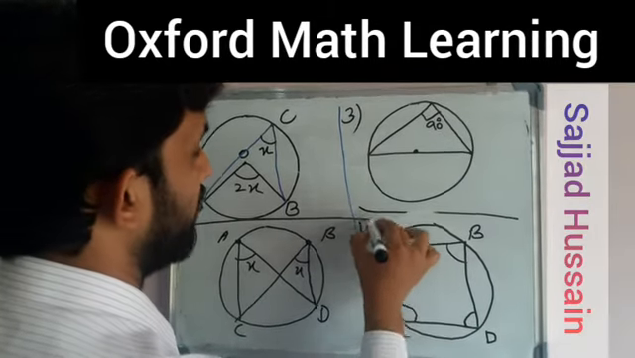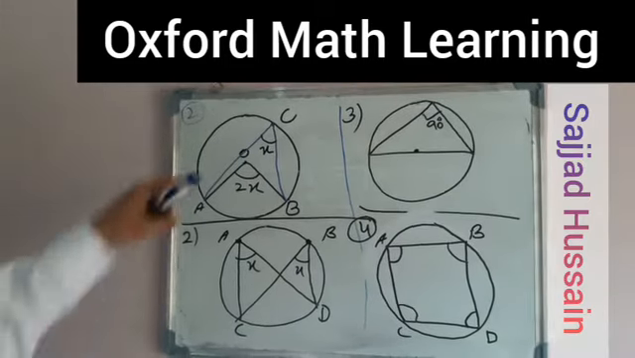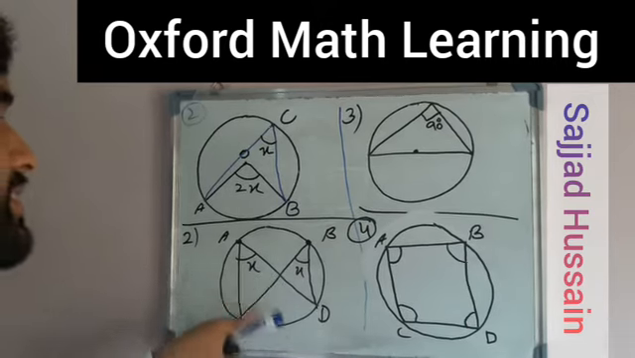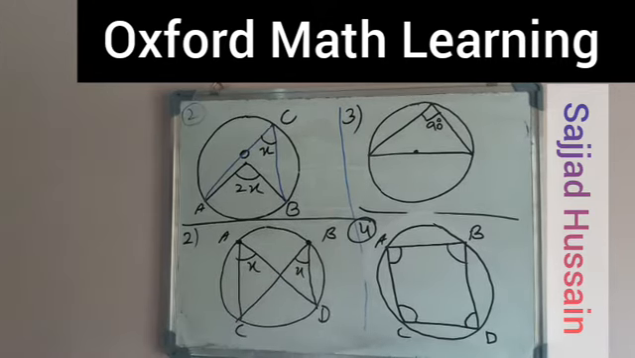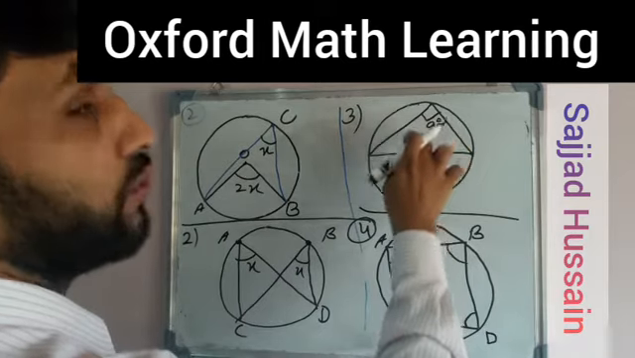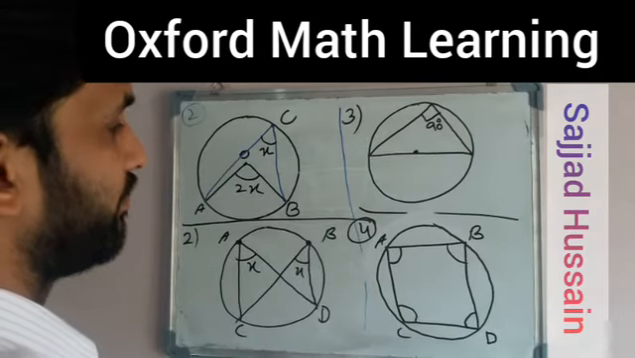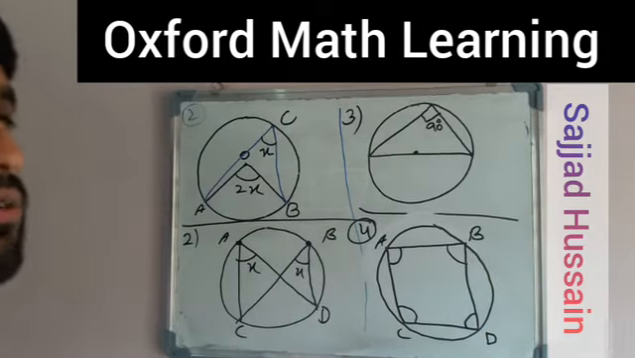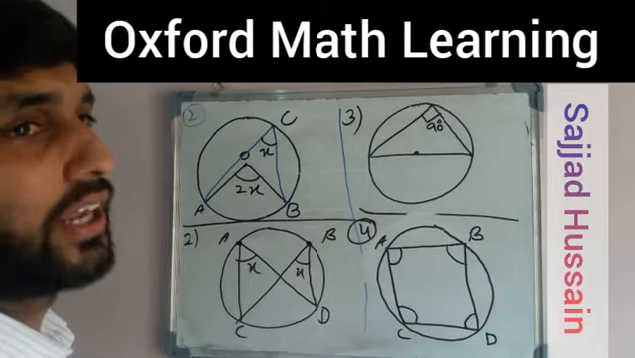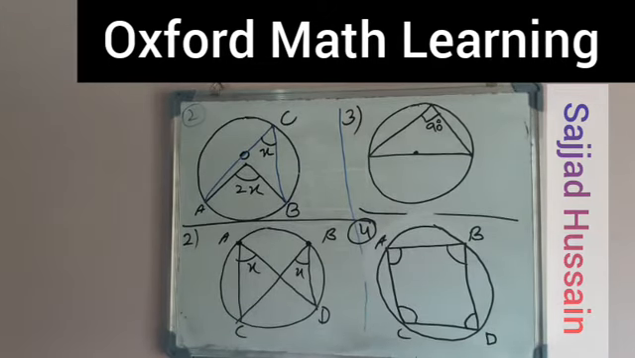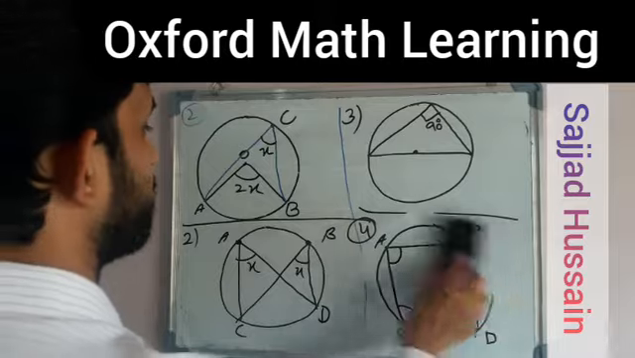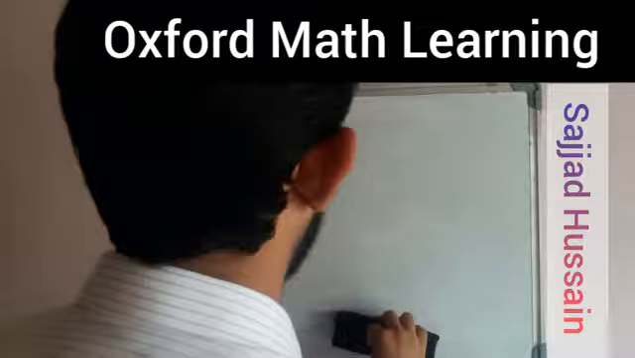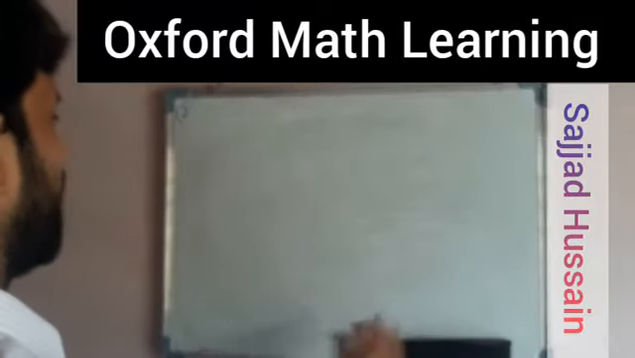This is the fourth property. First one is the angle at the center is double. Second is angles in the same segment are the same. Third is the angle between two chords with a diameter makes 90. And fourth, four points on the circumference forming a quadrilateral, opposite angles make 180. These are four properties. Then we have the fifth property.